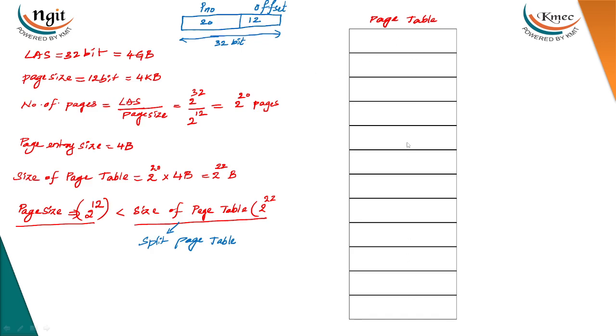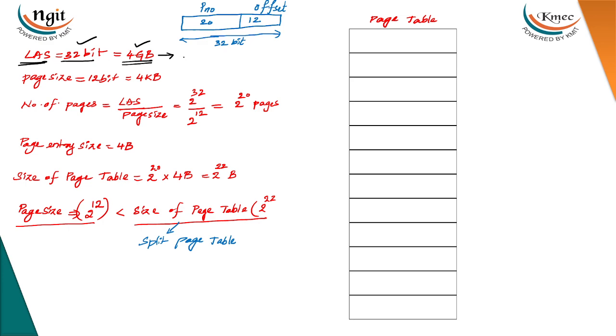Suppose a process is of 32-bit size. How much is that? It is 4 GB. The process size is 4 GB. Process size is also called the logical address space of a process. So what is the size of this particular process? 4 GB. How do we represent 4 GB?